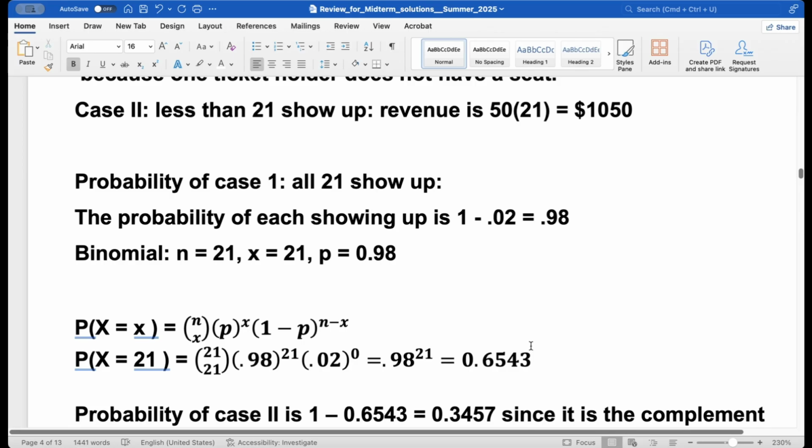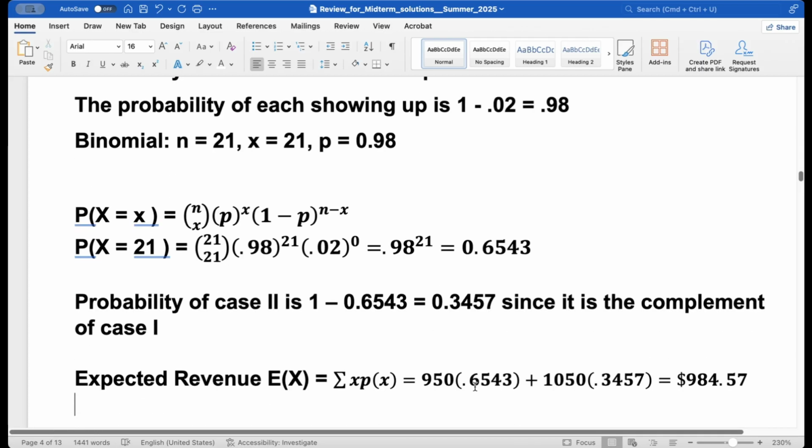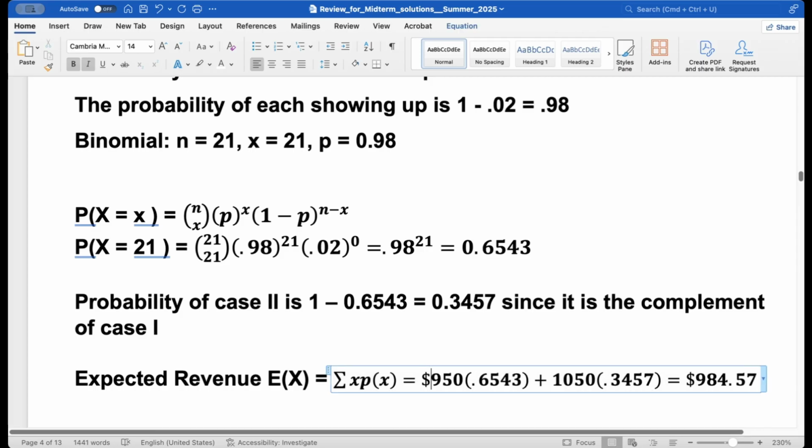Now, the probability of case 2 is the only other case. It's the complementary case. At least one doesn't show up. So we don't have to calculate that directly. We can just do 1 minus the probability of 0 people failing to show up. So this is the probability of at least one not showing up. It's 1 minus the probability that everyone showed up. So that's 0.3457. So there's a roughly 34% chance that at least one person doesn't show up and you get to keep all the money.